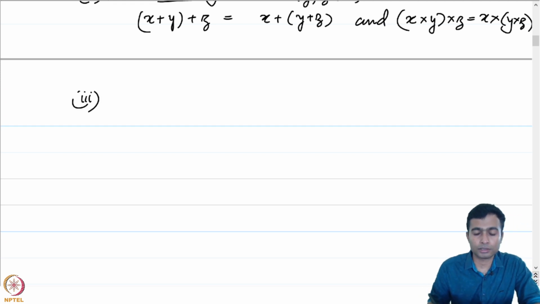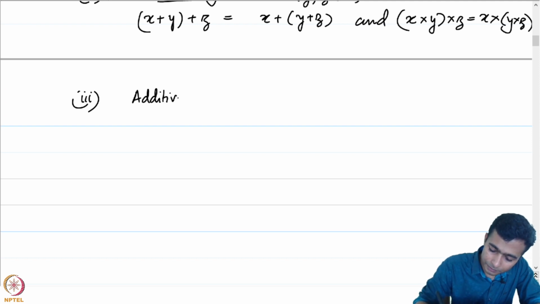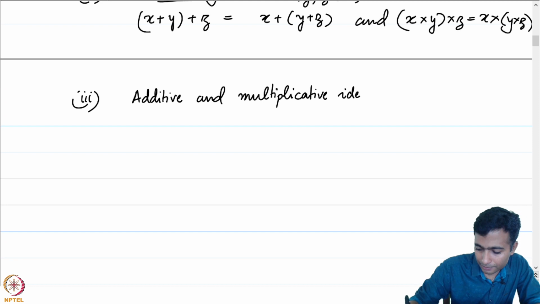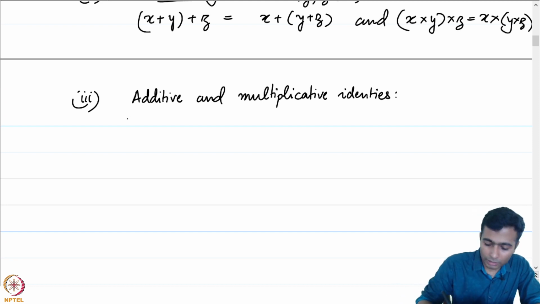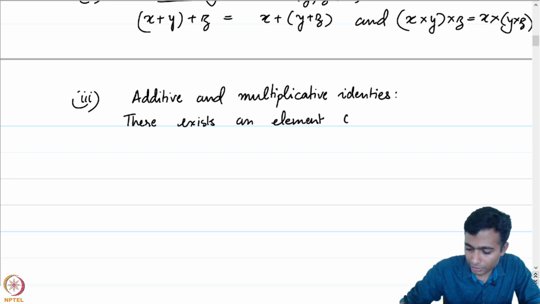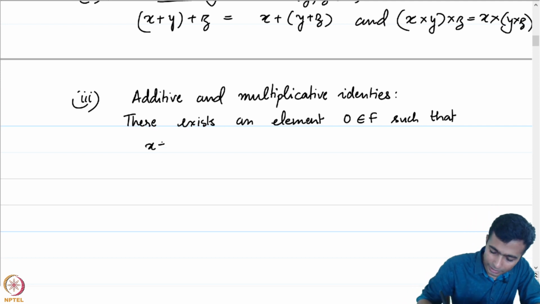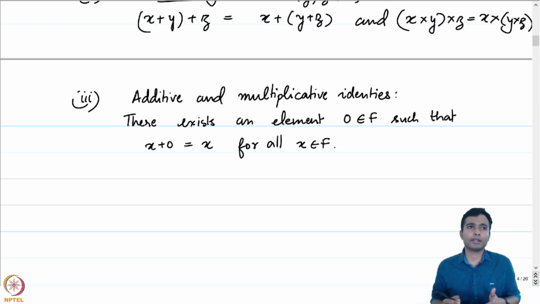is existence of additive and multiplicative identities. There exists an element, let me denote it by 0, in F, such that x plus 0 is equal to x for all x in F. This is the additive identity in F.